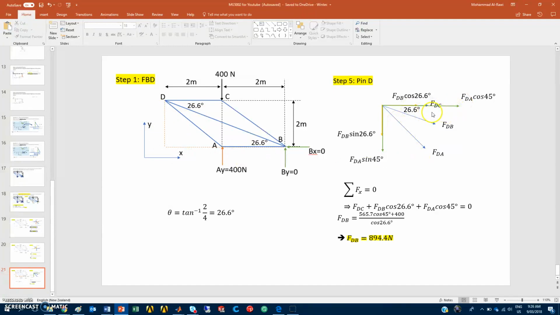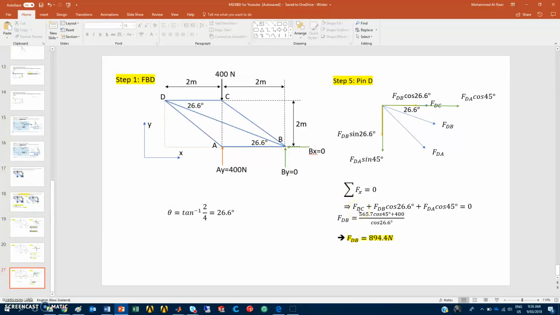I have shown you guys in the class before how to do the components for FDB and FDA. If I'm moving towards the angle, it will be cosine of the angle. If I'm moving far away from it, it will be sine of the angle. So one is sine 26.6, the other one sine 45. Algebraic summation of forces in the x direction. I only need the x direction because I have the values for the point FDA. The only thing missing for me is the member in the middle, which is FDB.